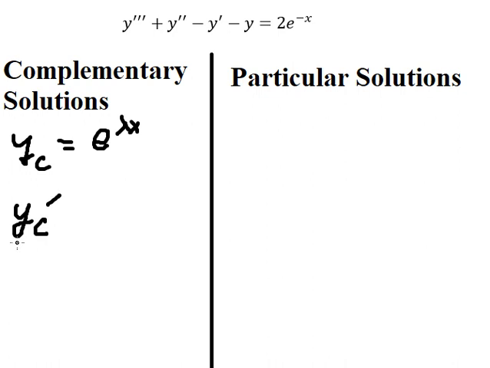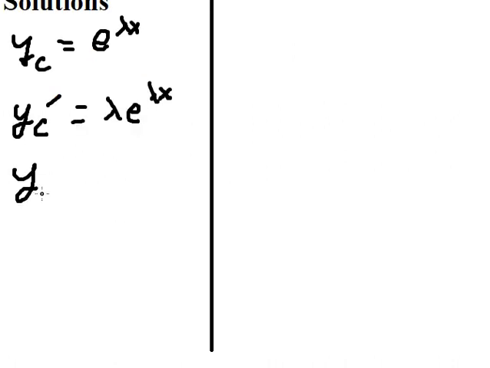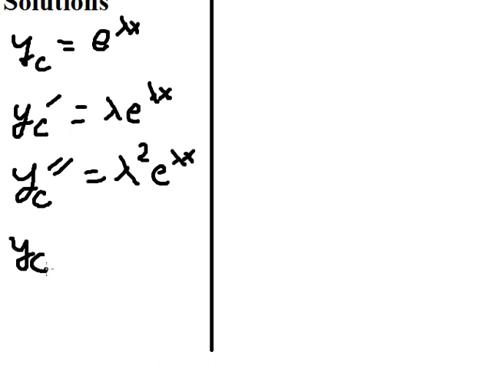Later we need to do the first derivative of yc, and we have lambda e to the power of lambda s. Then the second derivative of yc, and we have lambda squared e to the power of lambda s. And the third one, we have lambda to the power of 3 e to the power of lambda s.